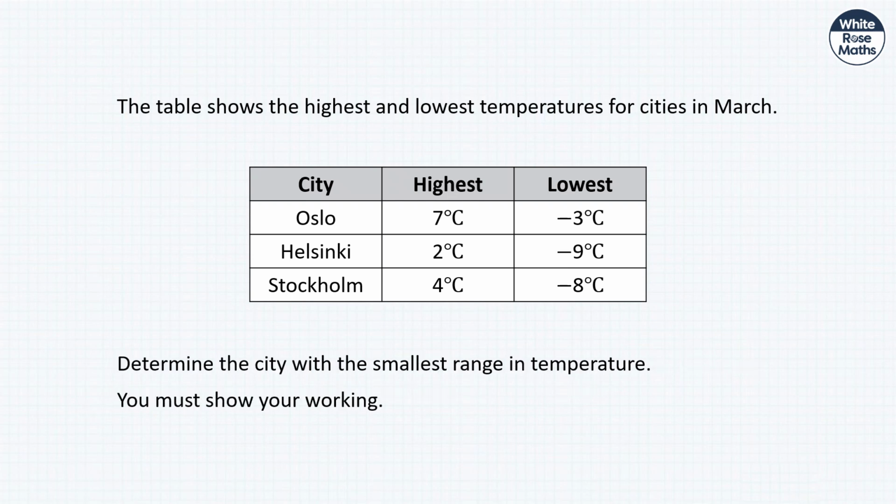This next one, determine the city with the smallest range in temperature. From here to here, that's 10 degrees difference. 7 subtract -3 becomes 10. 2 subtract -9 goes to 11. And 4 subtract -8 goes to 12 degrees. 4 plus 8 gives you 12. If you subtract a negative, you end up adding it. So that'll be Oslo.